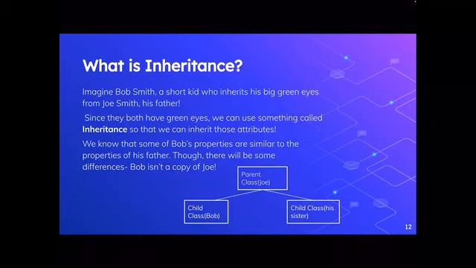Since they both have green eyes, we could have green eyes being a property of the parent and then inherit that into the child. So this is the idea of inheritance. We have properties that are inherited by a child from a parent. We know that some of Bob's properties are similar to the properties of his father, so we can utilize this by making him inherit his features from his father. But at the same time, Bob isn't a copy of Joe, so he also has some differences.